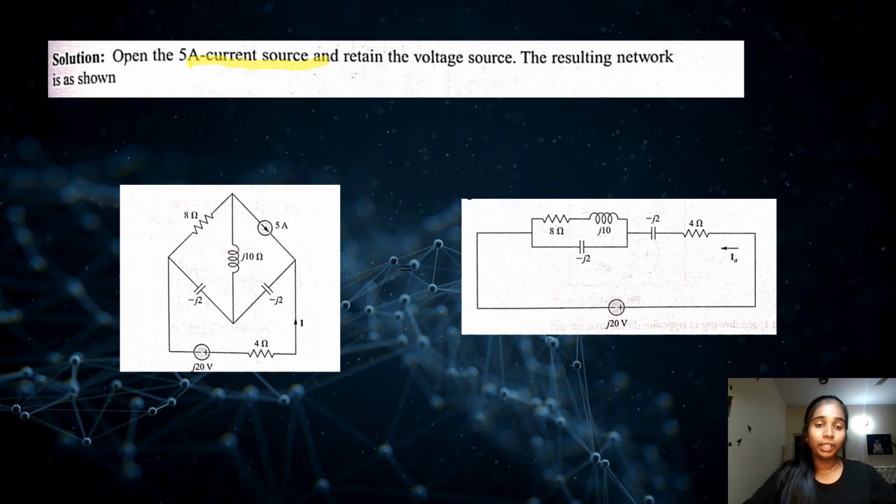Looking at the circuit diagram, we see the 5A current source is made open, and the resulting circuit will be an RLC network, that is R of 8 ohms, L of j10, and the capacitor will be minus j2. This will be in the RLC network, and the other minus j2 will be outside the network along with the 4 ohm resistor.